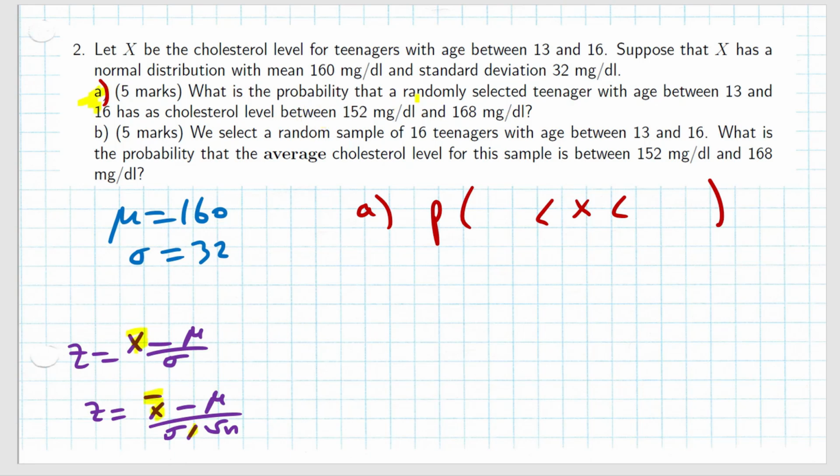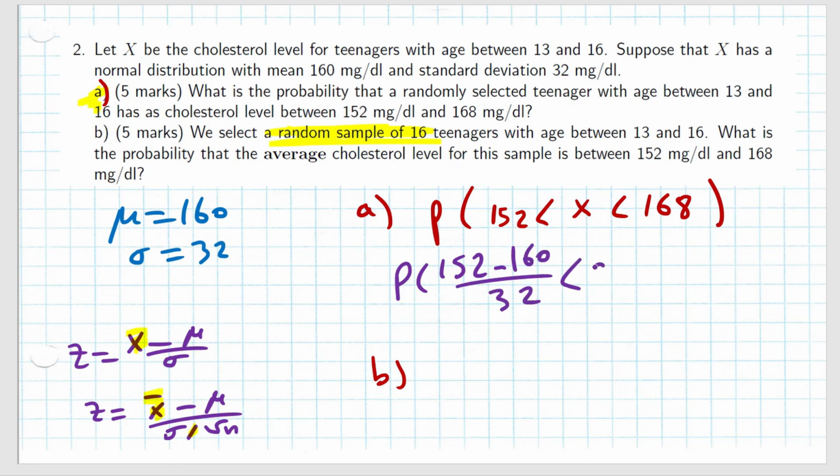No, Fatima, there's no sample here. The sample is here, question B. Random sample. It's x between 152 and 168. And then for B, because we have a sample of n, we're going to have to use this. Yes. 152 minus, what's the mean? 160. Standard deviation 32. You turn this into Z, and 168 minus 160 over 32.